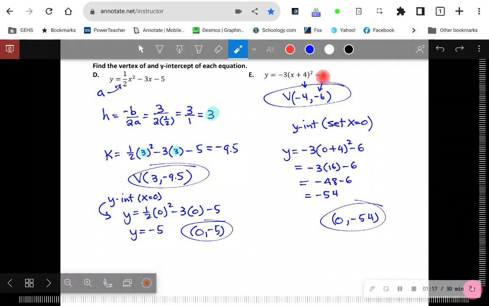In vertex form, the next one here, you have the opposite of the h value right there. So h, you just change the sign, that's h, and k is just at the back. So it's really easy to come up with the vertex. It's a little bit harder to come up with the y-intercept, but the concept's the same as before.